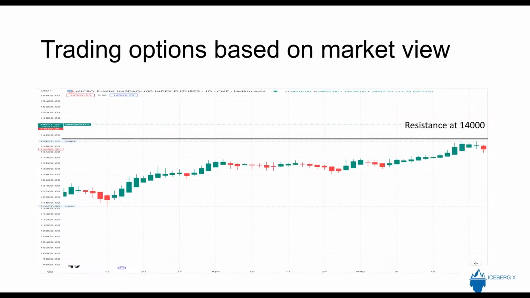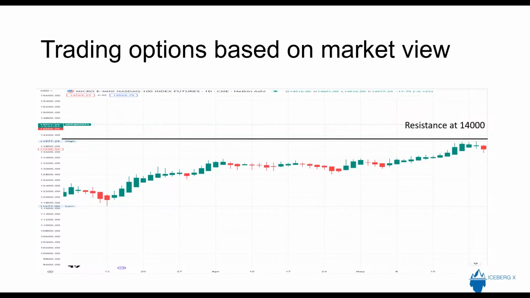So now trading options, you base a lot of your decision on market view. There's a lot of ways for you to derive market view. One of them is looking at the charts technically, and from there you form your basis. So if you just look at this classic example on micro E-mini Nasdaq futures, you can clearly see the 14,000 to be a very strong resistance. So if it does cross that, probably you believe the rally is going to start coming in and it can sustain.